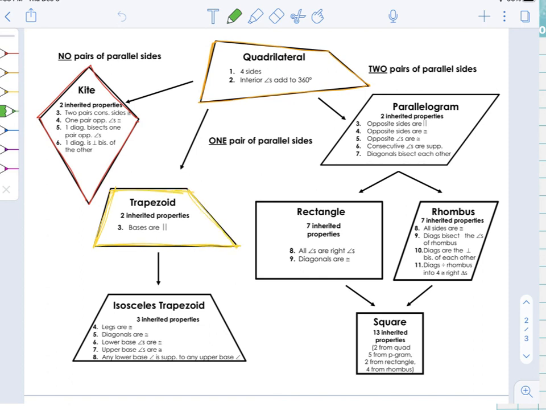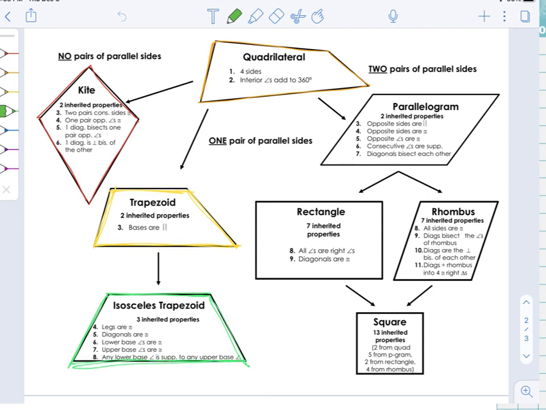It's going to have the same 2 properties from up here. It's going to inherit them. We know that we're going to look at 1 pair of parallel sides. So we start that off with our trapezoid. It inherits the 2 properties, and we see the bases are parallel. Now, something else that we notice is, if we continue down below that, that's where we have our isosceles trapezoid.